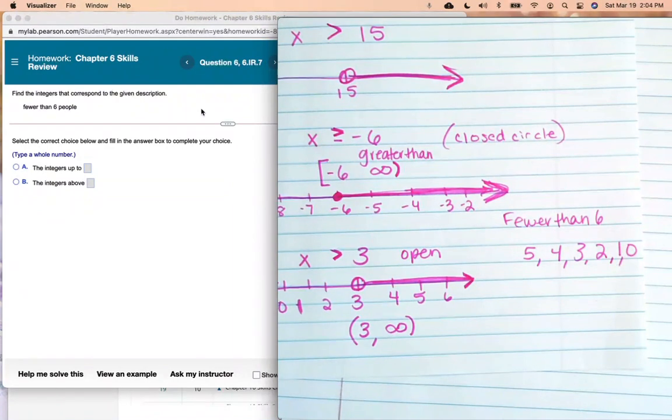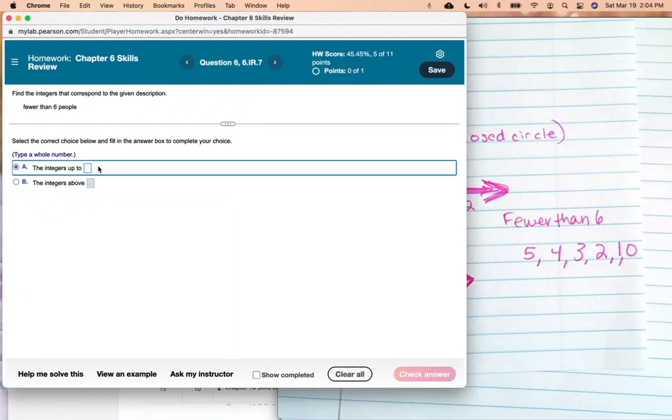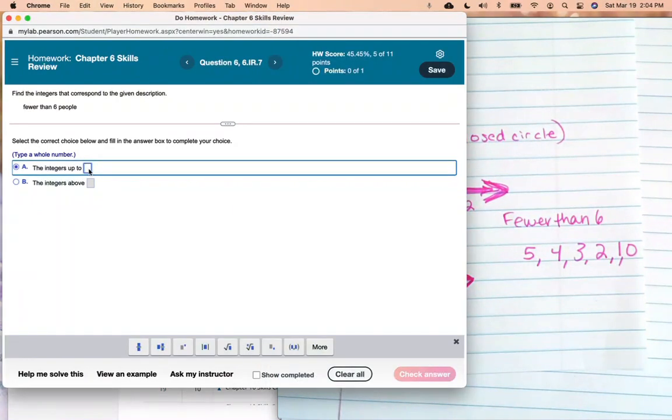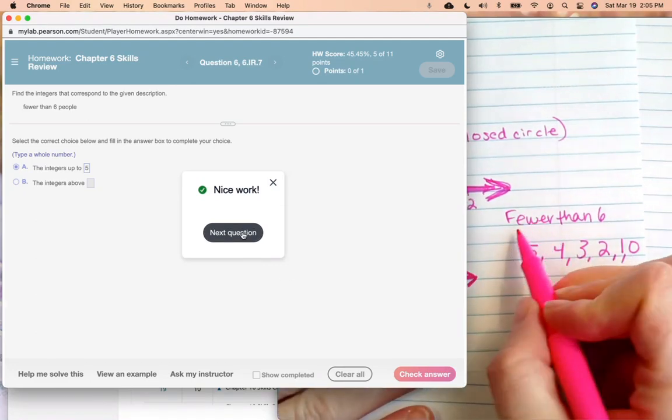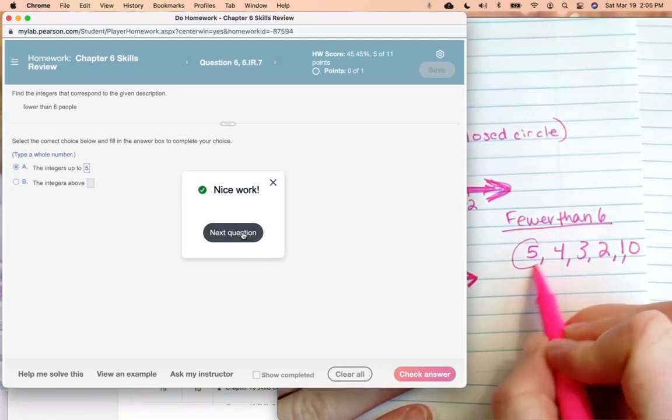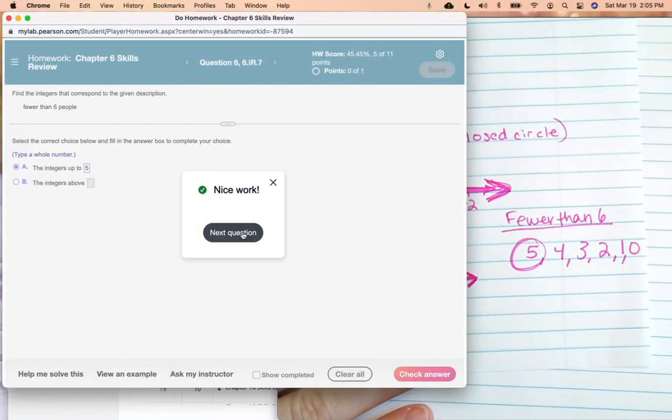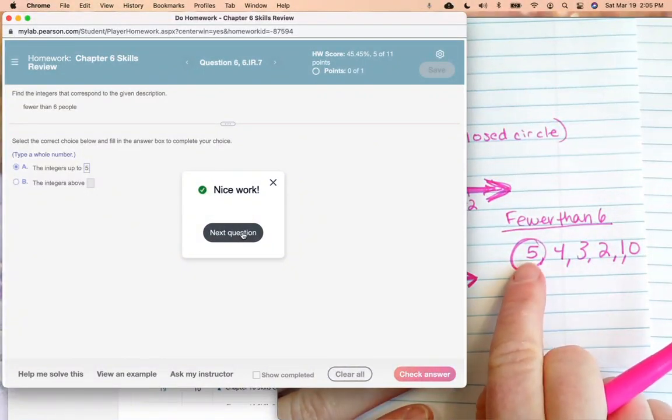So integers up to, let's see, up to 6, right? Because it's fewer than 6. Or maybe it's up to 5. Let's check. Yes, it's up to 5 because it says fewer than. See how we started with 5? So it'd have to be integers up to 6.